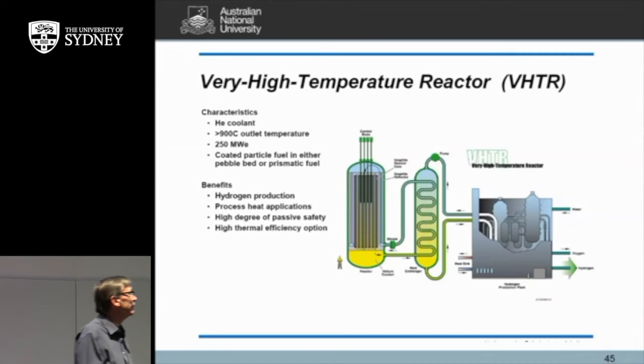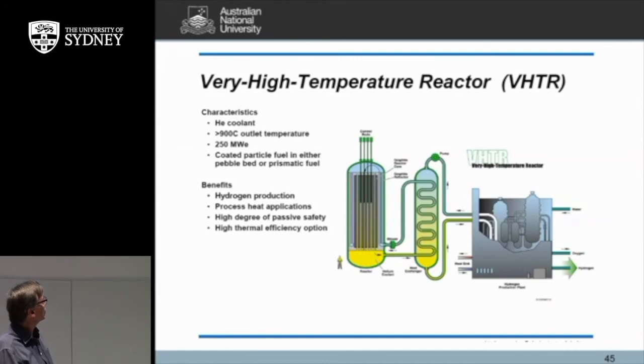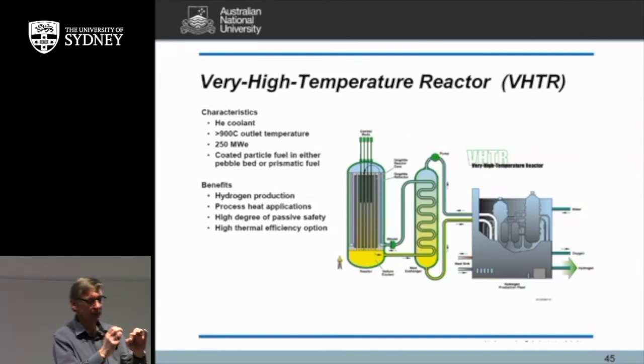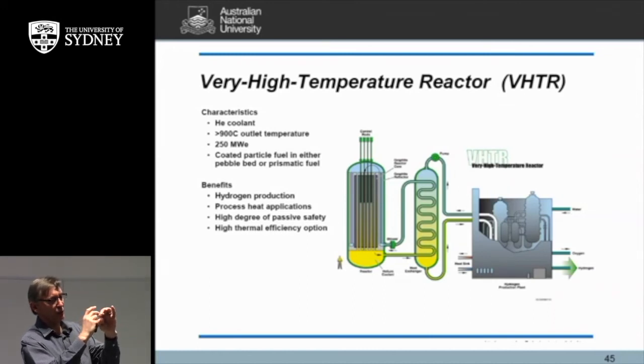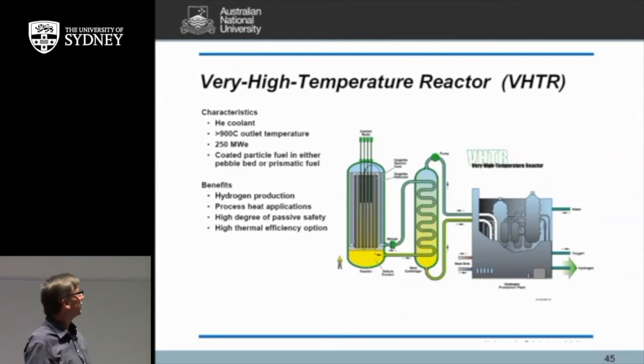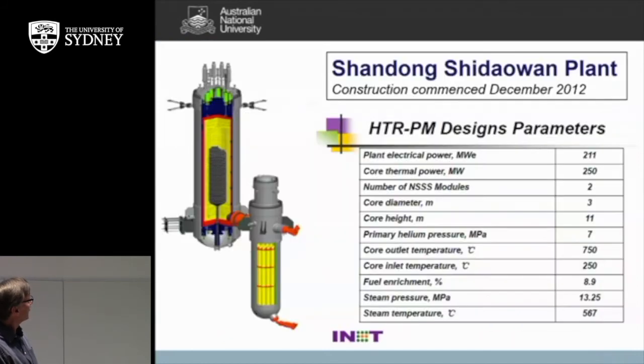So the first one here is a very high temperature gas-cooled reactor. The idea of this one is that you would get very high temperatures that could be used for hydrogen production or process heat. It uses these pebble fuels where you have your uranium surrounded by carbon in a kind of like a ball. There's been a lot of research into this kind of fuel in a number of places.